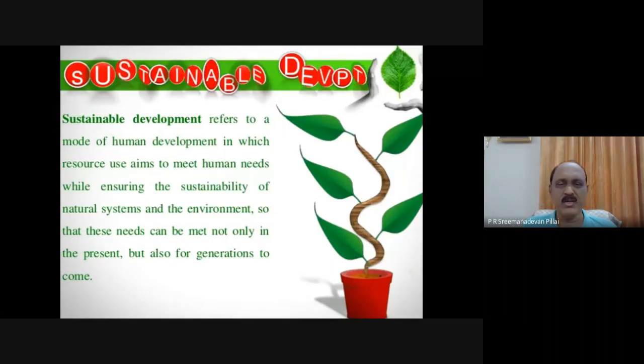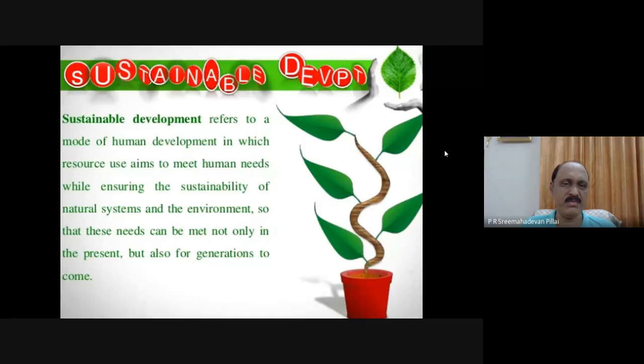We have already discussed in our last session what is sustainable development, and the Brundtland definition, which was given by the United Nations for sustainable development. A modified version of that statement I'm giving here, because in this session we are going to discuss sustainable development and technology, as also our development goals. Sustainable development refers to a mode of human development in which resource use aims to meet human needs while ensuring the sustainability of the natural system and environment, so that these needs can be met not only in the present but also for generations to come.